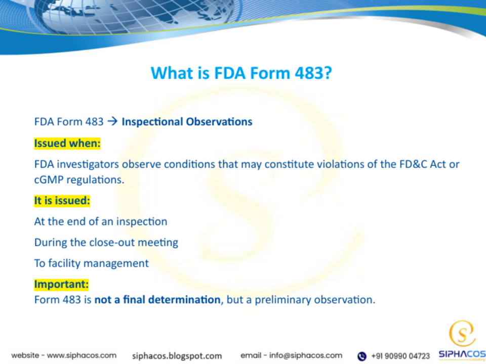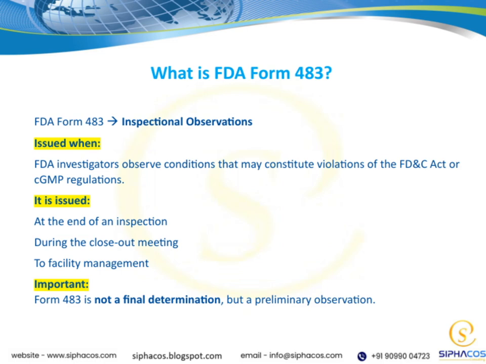So let's talk about what FDA Form 483 actually is. Essentially, it's a document that details inspectional observations made by FDA investigators. These observations are noted when they see conditions that might be violations of the FD&C Act or current Good Manufacturing Practice Regulations, or CGMPs. It's important to understand that the Form 483 is issued at the end of an inspection or during the close-out meeting with facility management. Think of it as a preliminary report, not a final judgment. It highlights areas that might need attention, but doesn't mean that violations are confirmed yet.